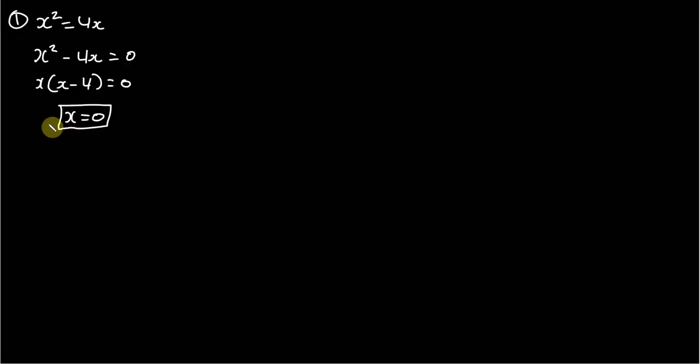The other root or solution is going to be x minus 4 equals 0. And again, we just add 4 to both sides, and that will leave us with x equals 4. So those are two roots, or two solutions for this equation.